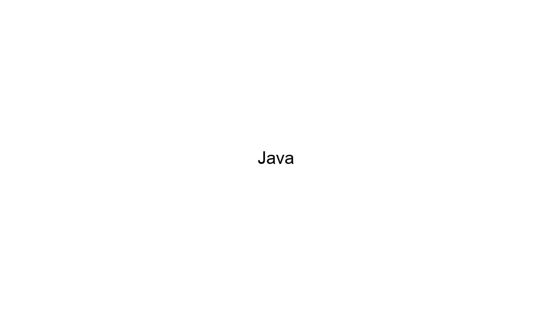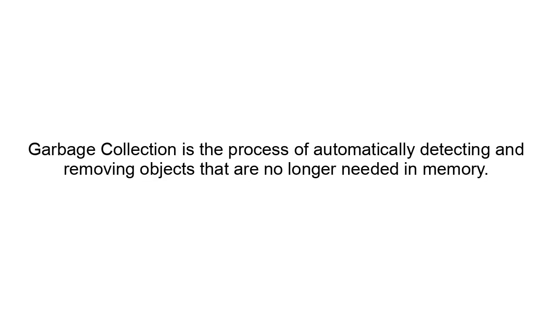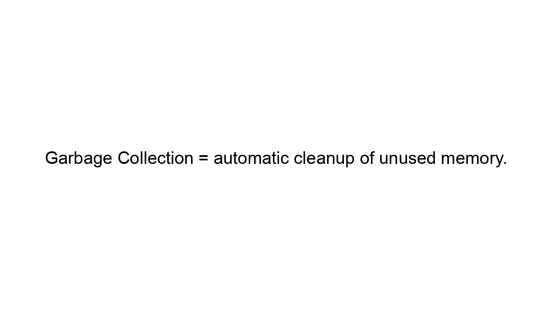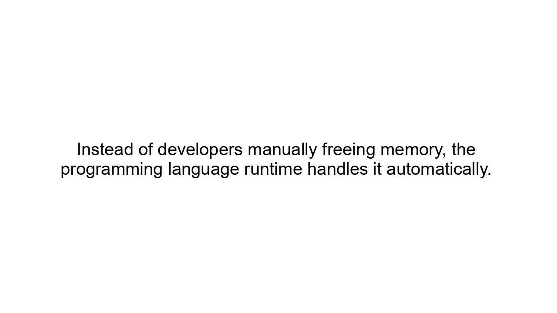What is garbage collection? Garbage collection is the process of automatically detecting and removing objects that are no longer needed in memory. In simple words, garbage collection equals automatic cleanup of unused memory. Instead of developers manually freeing memory, the programming language runtime handles it automatically.